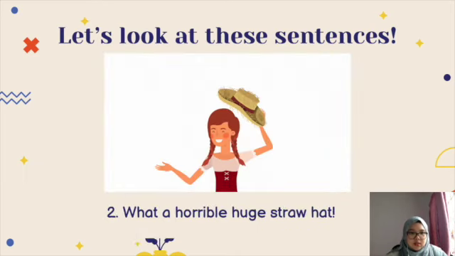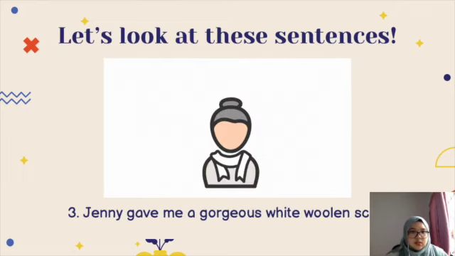The next sentence is, what a horrible huge straw hat. Horrible, huge, straw are the adjectives that we can find in this sentence, in which horrible is the opinion, huge is the size, straw is the material. The last sentence, Jenny gave me a gorgeous white woolen scarf. Okay, so gorgeous, white, woolen are the adjectives, in which gorgeous is the opinion, white is the color, woolen is the material.